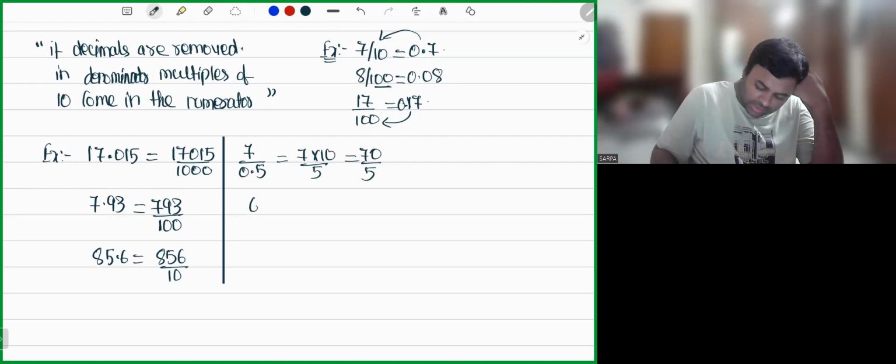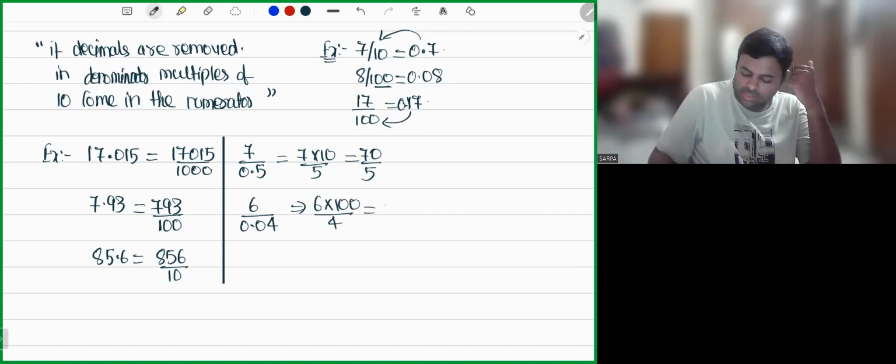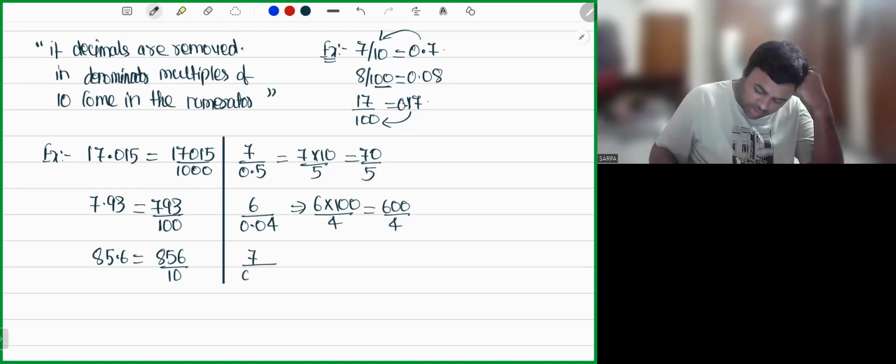You are having 6 divided by 0.04. You will write 6, and after the point 2 decimals are there, so divided by 4, 600 by 4. If you want to solve it, you can solve it. Now, I am having 7 divided by 0.01. So, it will be 7 into 100 by 1, which is equal to 700.